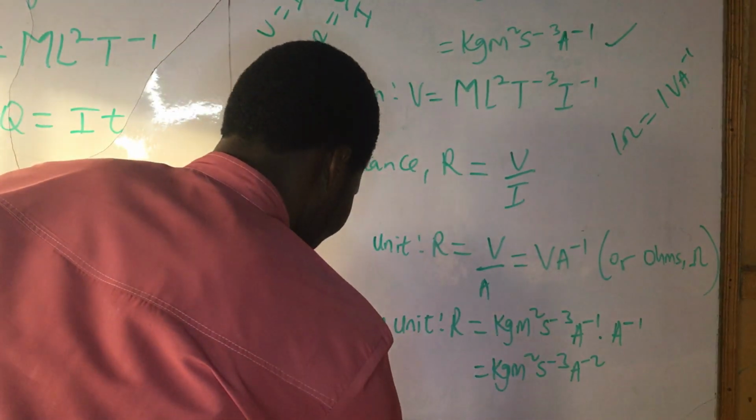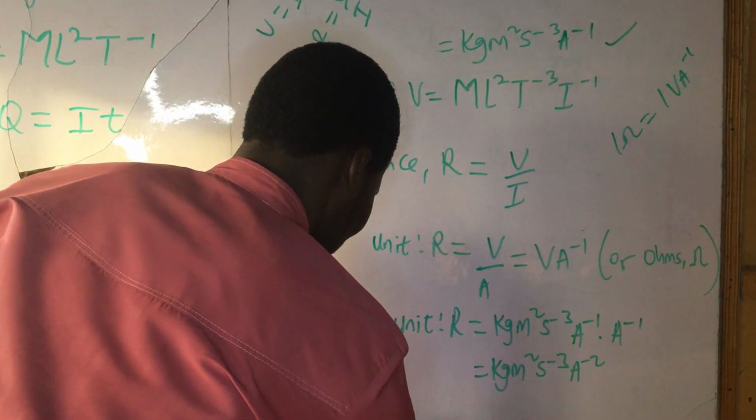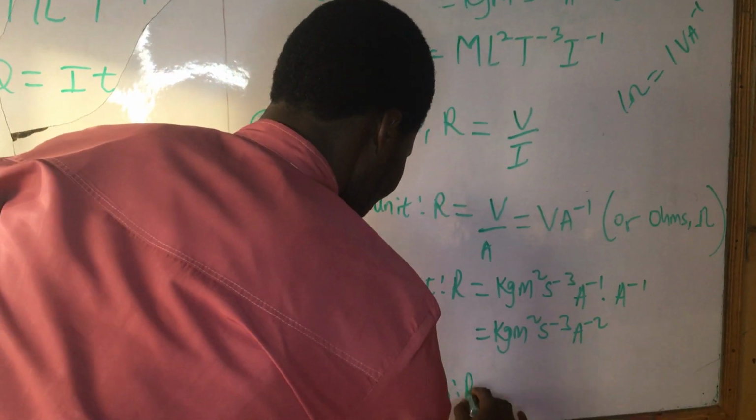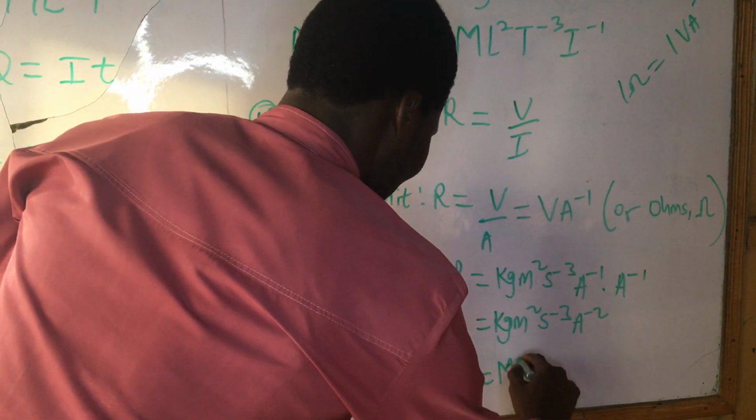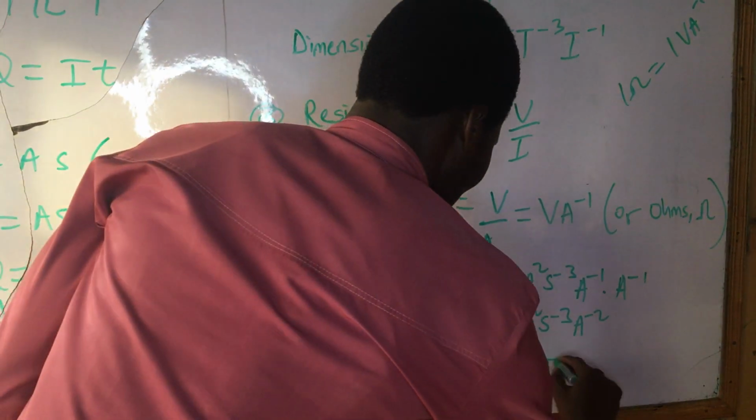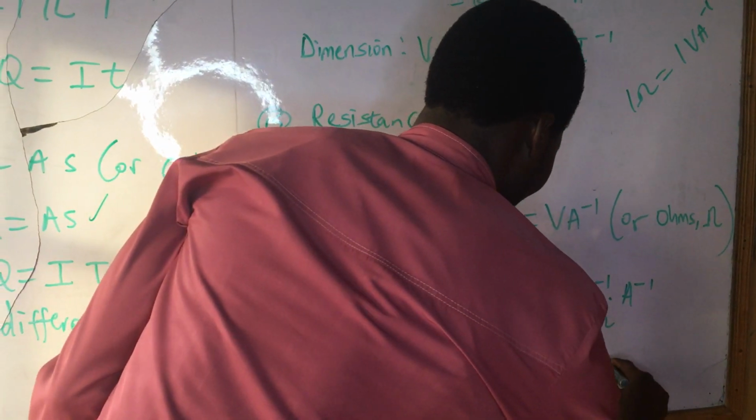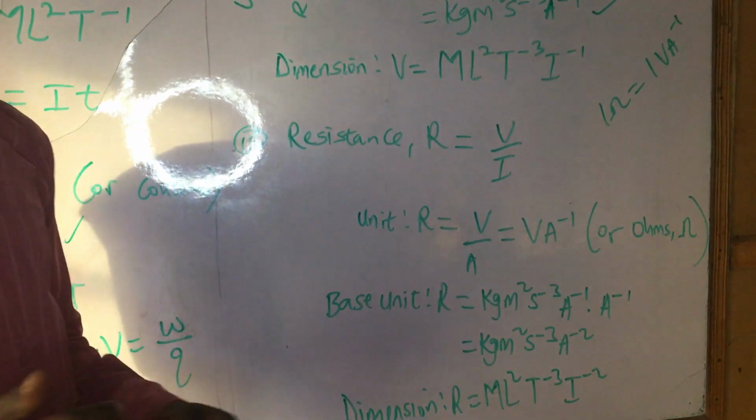The dimension now. Let's put up the dimension. Kilogram is capital letter M. L raised to the power 2. T raised to the power minus 3. I raised to the power of minus 2.